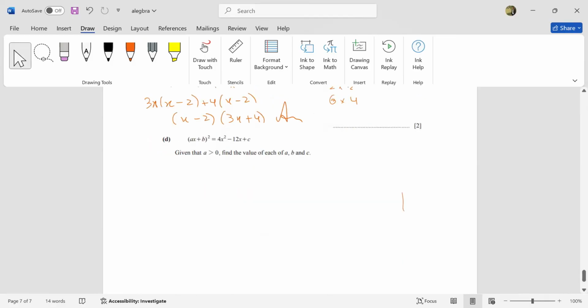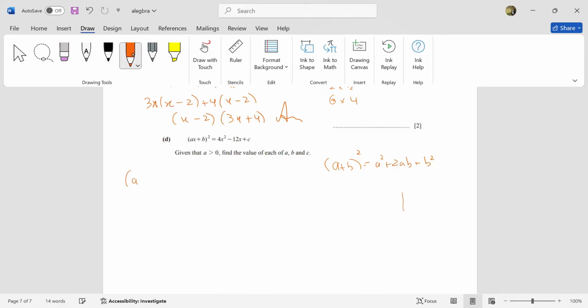Okay, here they are saying ax plus b whole squared is equal to 4x squared minus 12x plus c. If you check out, they are just asking you to get the values of a, b, and c. So if we just look at it, this seems to be the first identity. Let's write down the first identity. (a plus b) whole squared is equal to a squared plus 2ab plus b squared. So we are going to just apply the first identity.